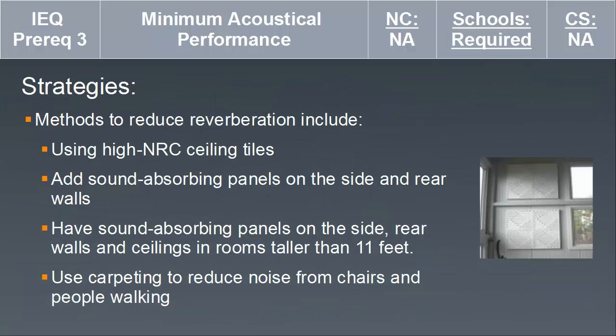Strategies include using high NRC ceiling tiles, add sound absorbing panels on the side and rear walls, have sound absorbing panels on the side, rear walls, and ceilings in rooms taller than 11 feet, and use carpeting to reduce noise from chairs and people walking. On the right, you see examples of sound absorbing panels that also look like art, so it can help with their aesthetic. So performance and form can go hand in hand. And another synergy can be cork panels that are actually rapidly renewable as well, that have synergy with material and resource credit.